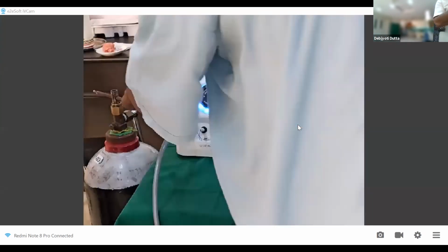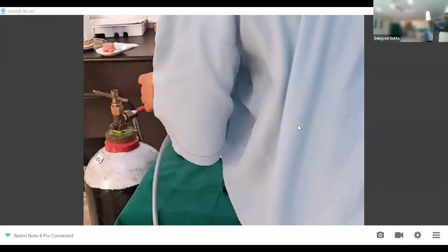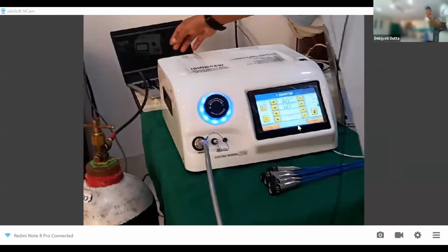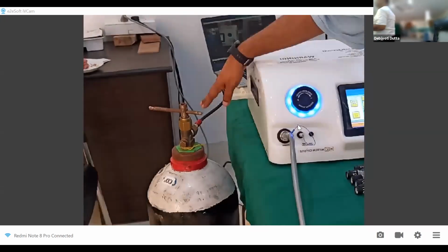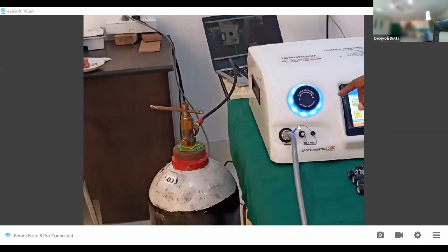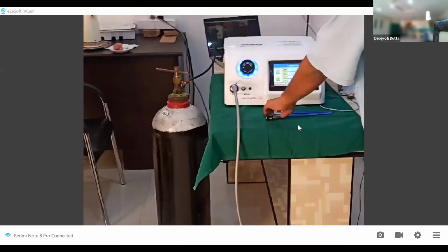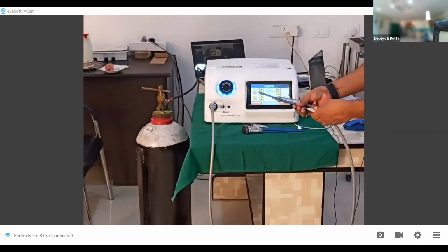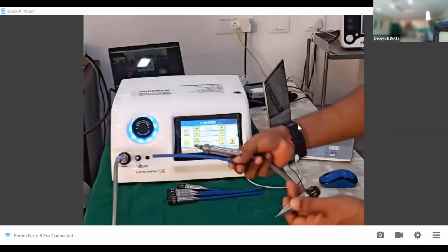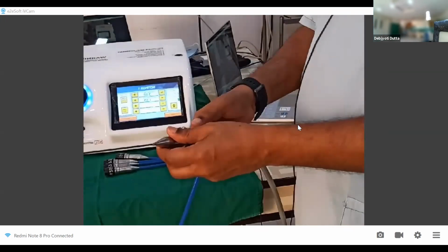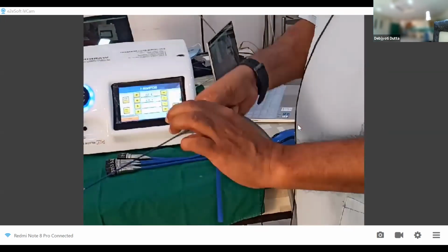And this is your carbon dioxide cylinder. It is attached at the end of the machine and the gas comes from that cylinder. It comes here, and here we have to attach the probe. So this is the probe. I have already shown you different types of probes. You have to open it there, attach it and fix it, and then it will be put inside the body.